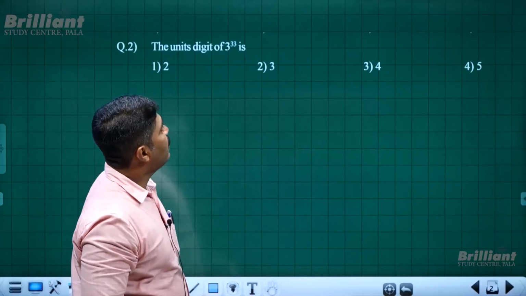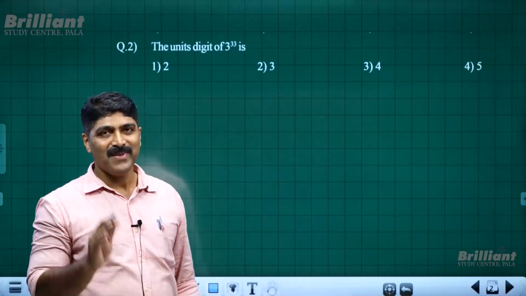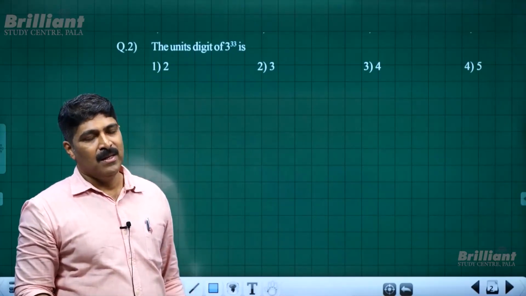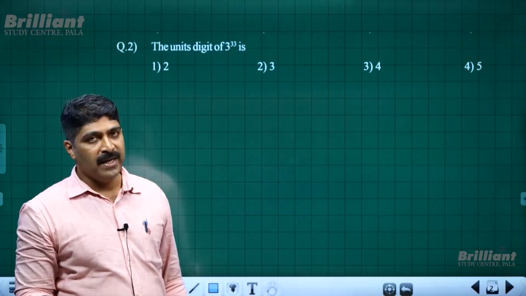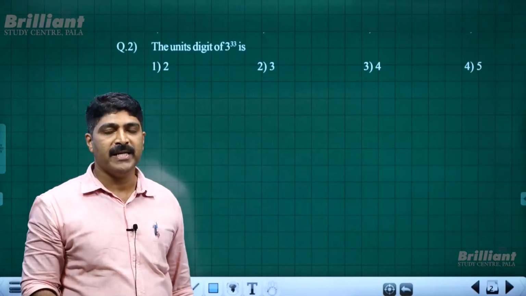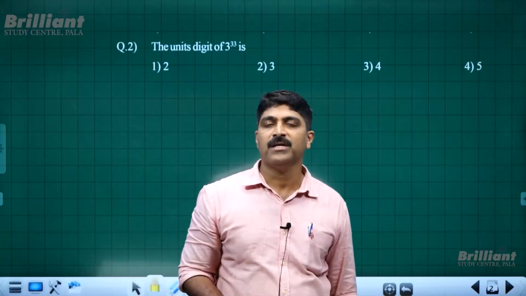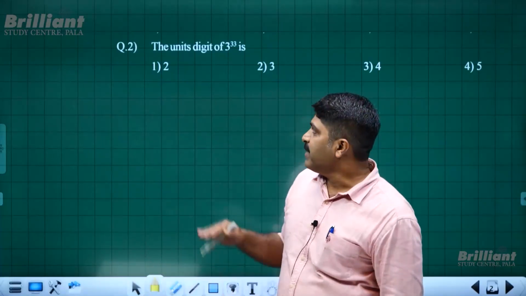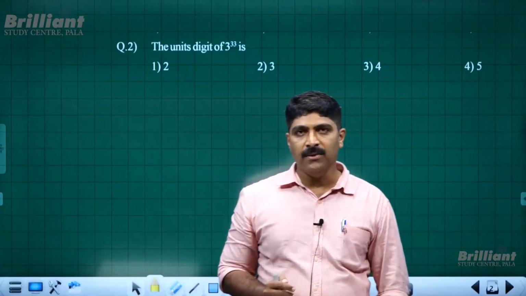The unit digit of 3 raised to 33. Another tricky concept. So find the unit digit of a given expression, like this exponential expression. It's a commonly or frequently asked question. So what is the logic behind such a question? How to reach the conclusion?